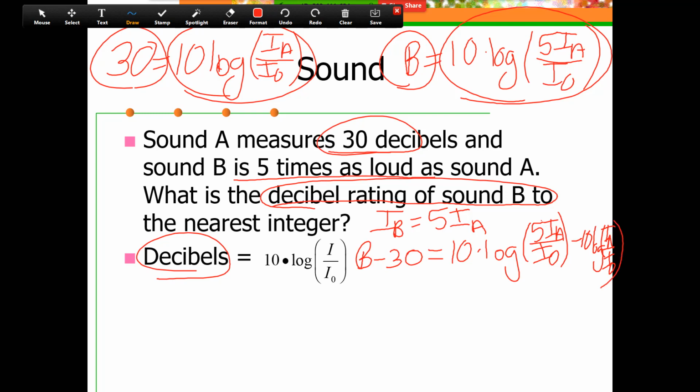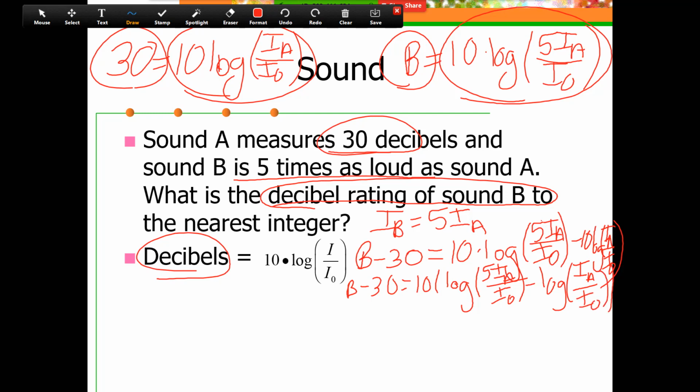Now, before we subtract the logs, I notice that I have some tens involved. I would like to factor those out. So the left side of the equation is going to stay the same. It's B minus 30. But let's factor the 10 out because that's in common to both. And then I'm going to have log of 5 times the intensity of A over your standard intensity minus log of the intensity of A divided by your standard.